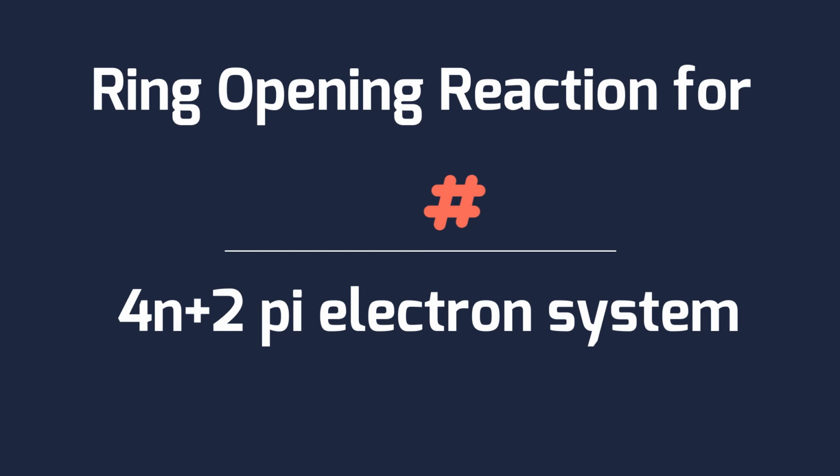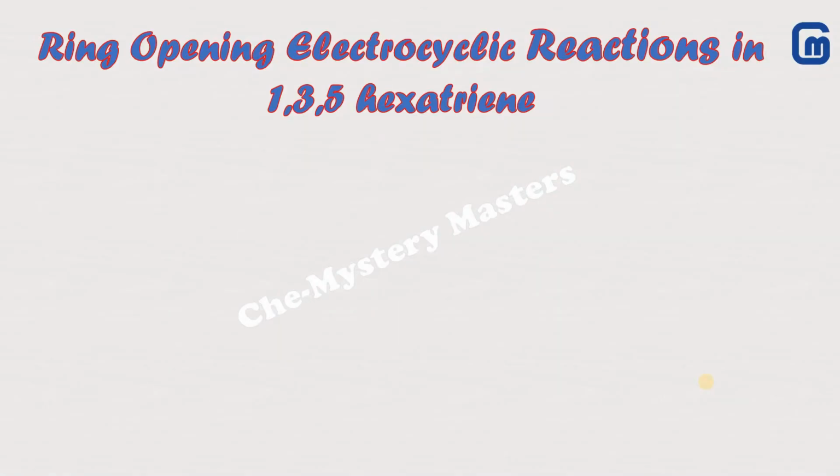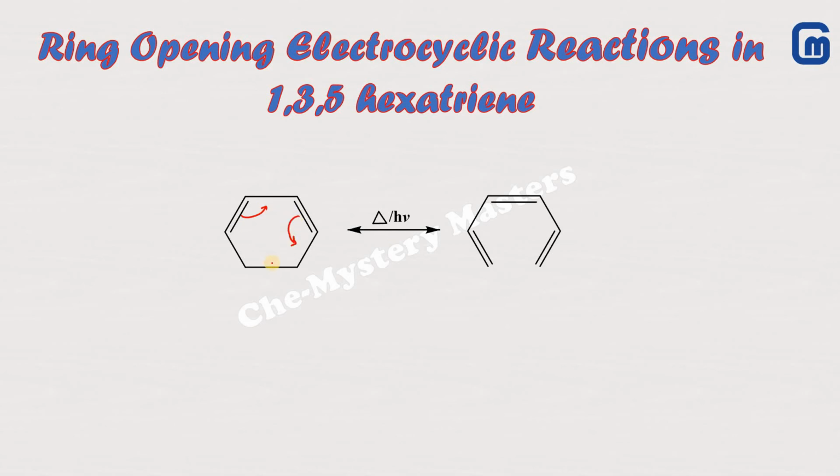Now here we will discuss the ring opening electrocyclic reaction, and again we will be taking the example of 1,3,5-hexatriene, which is a 4n+2 pi electron system. So in this case, this closed system will break and give you the open structure. And again this reaction can happen in thermal or hν condition. So the bond will be broken in a particular cyclic manner. A concerted reaction will be there, due to which this ring opening reaction will take place. And now we will see what happens in the case of ring opening.